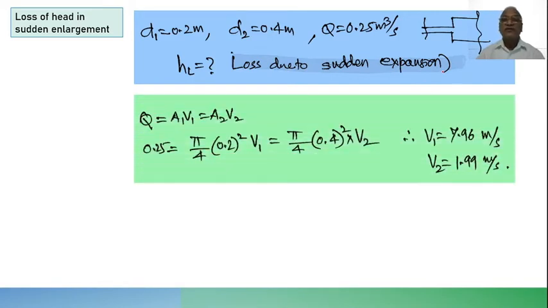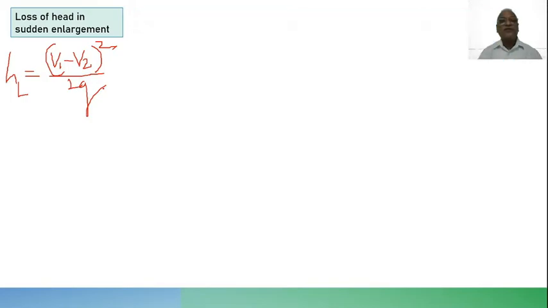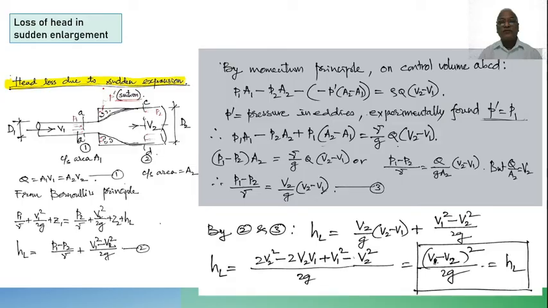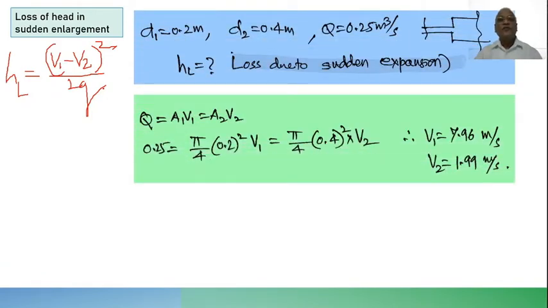Expression for head loss is given by, you know that it is HL is given by V1 minus V2 whole squared divided by 2g, right? That is the expression we have. Okay, that's good. Now Q is equal to A1 V1, A2 V2.